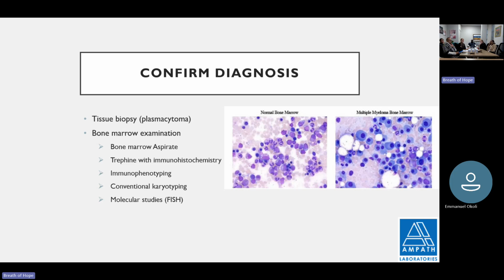Then it's important to do a bone marrow. Like I mentioned, we want to see the disease burden within the marrow, as well as the trephine. Very important is immunophenotyping. This is what we use to confirm that these plasma cells are clonal.